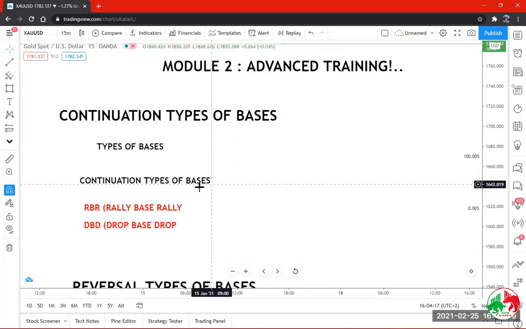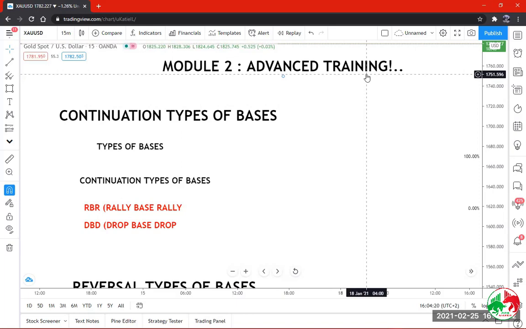Okay, so today is module 2 of the advanced training. Today we're going to be covering the types of bases, which are the continuation and the reversal. We are also going to be talking about the 5 odd enhancers, and also marking and spotting imbalances, clean and unclean imbalances.